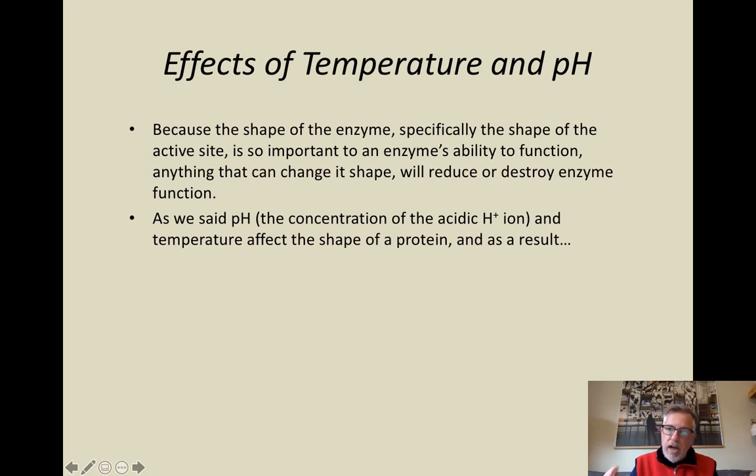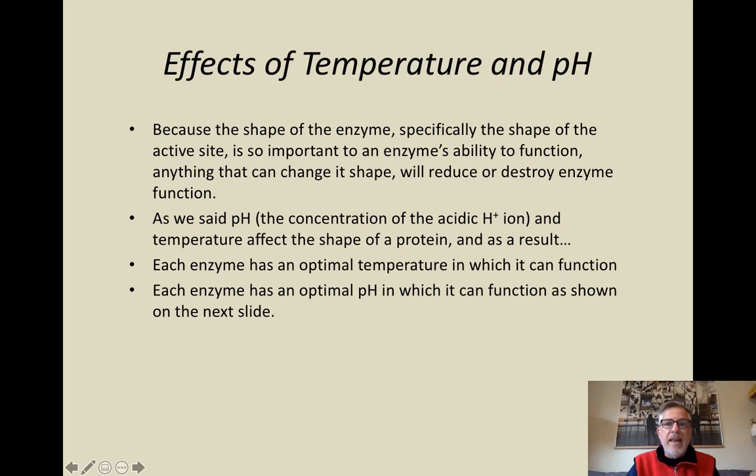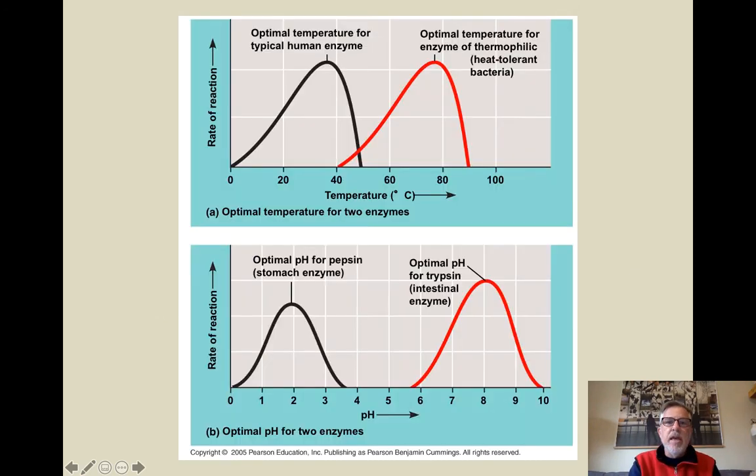pH, which is the concentration of the H+ ion, and temperature affect the shape of the protein. And as a result, each enzyme has an optimal temperature in which it can function, and each enzyme has an optimal pH in which it can function. Here are two enzymes, one that is found in a human, and you can see its optimum is in the high 30s, which happens to be the average body temperature of a human.